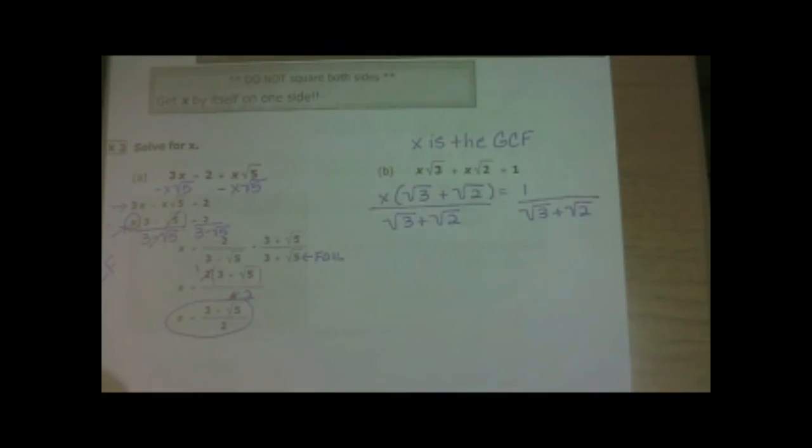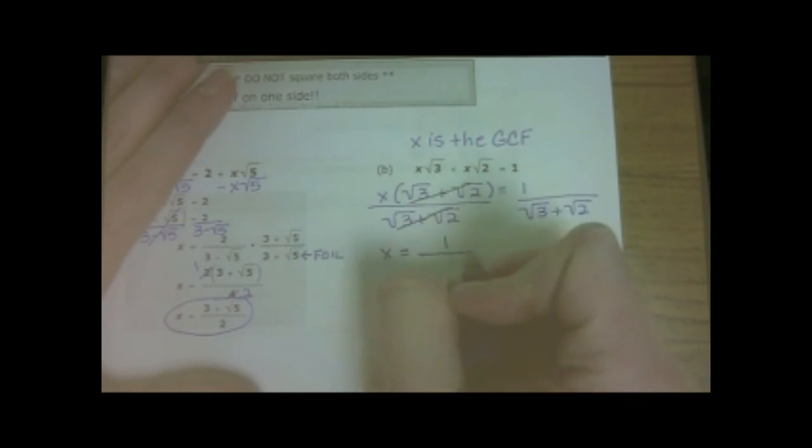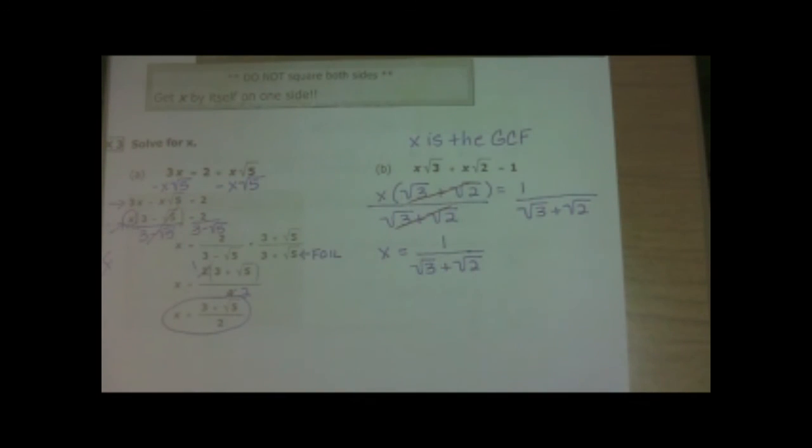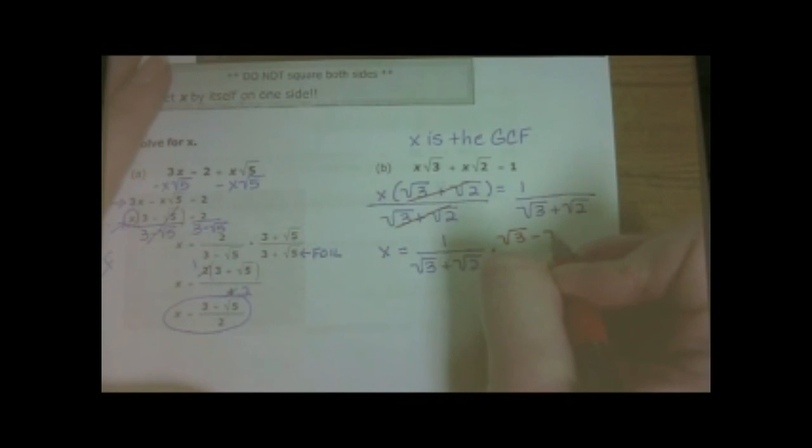All right, on the left-hand side, these are now canceled out, and I have x equals, so I'm almost done. So here's what I've got. X equals 1 over the square root of 3 plus the square root of 2. The only thing I need to do now is rationalize my denominator. I'm going to use the conjugate of this, which is the square root of 3 minus the square root of 2. So multiply by the square root of 3 minus the square root of 2 over the square root of 3 minus the square root of 2.